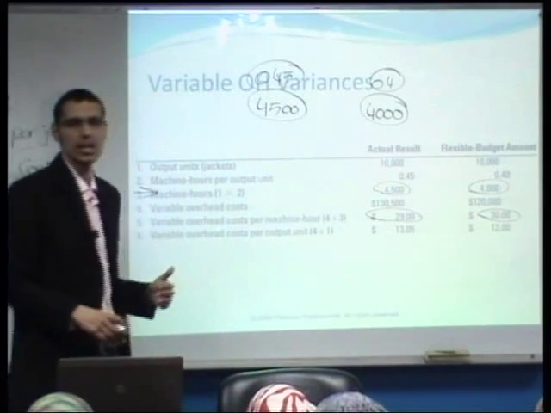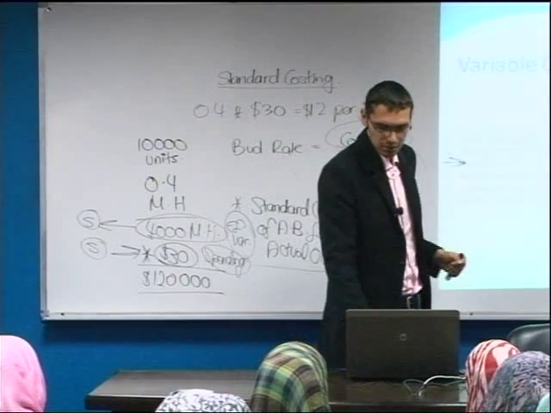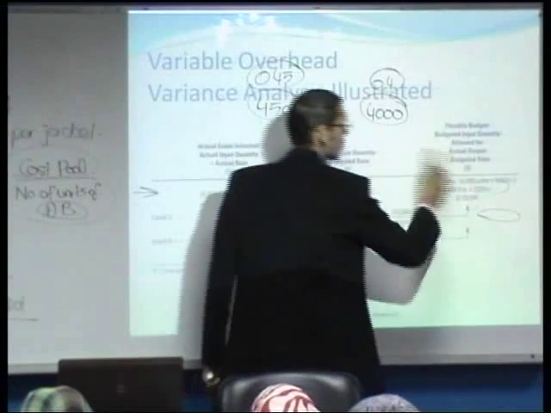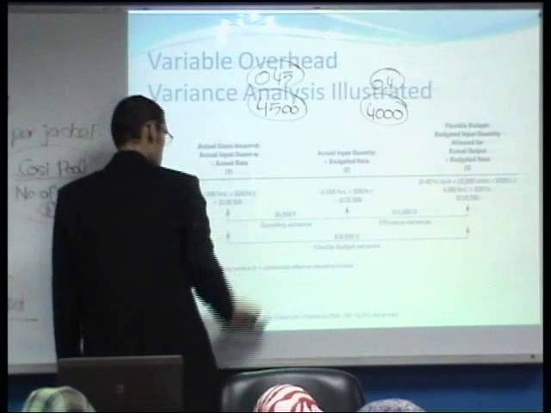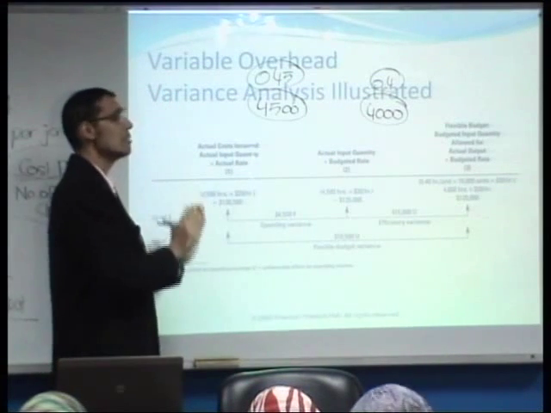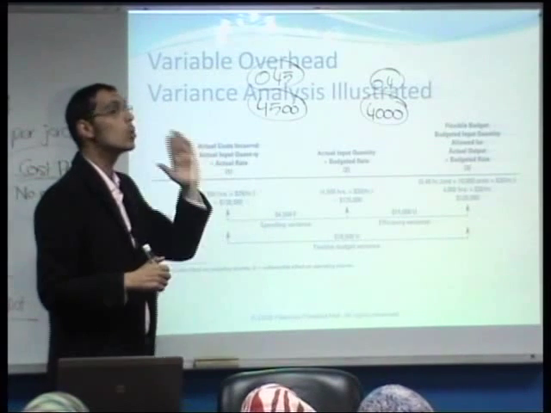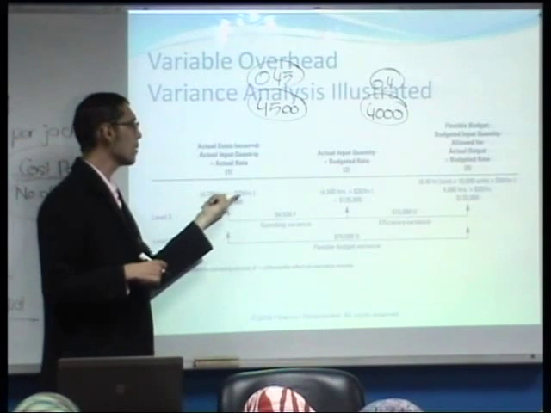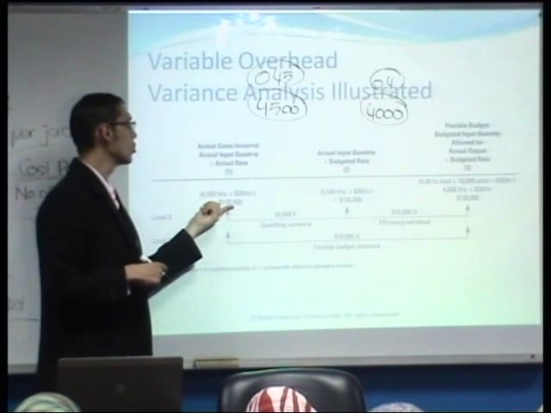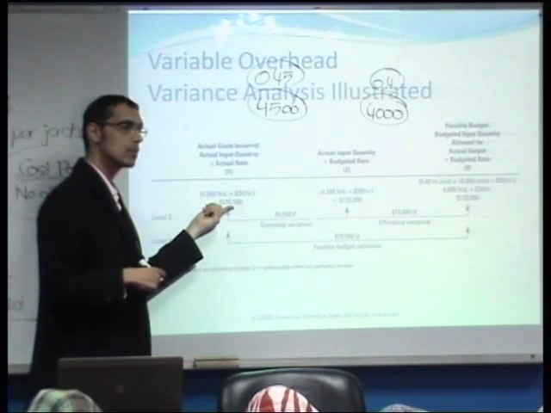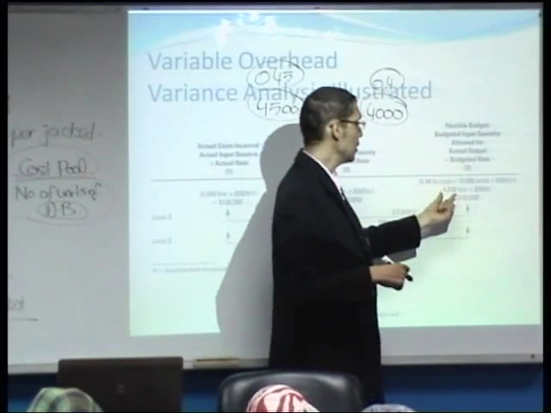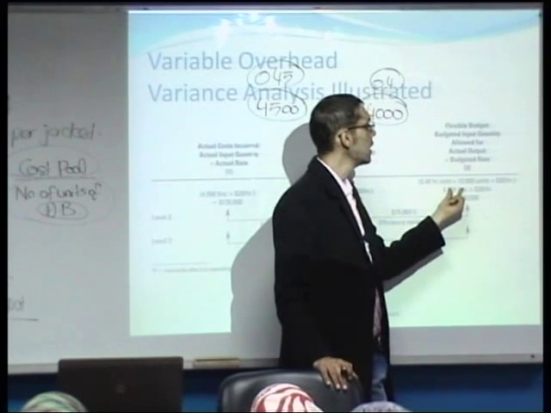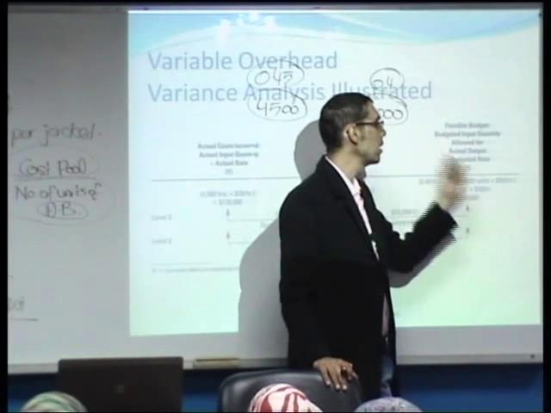We are going to use the level 3 analysis that we took in chapter number 7, the same format. We have 3 columns. We start with the actual, which is the actual input quantity multiplied by the actual rate, not price, of course, because this is a rate. 4,500 hours multiplied by the actual rate of $29 per hour would give us the 130,500. According to our flexible budget, we need to use only 4,000 machine hours, as we just discussed, multiplied by the budgeted rate of $30.